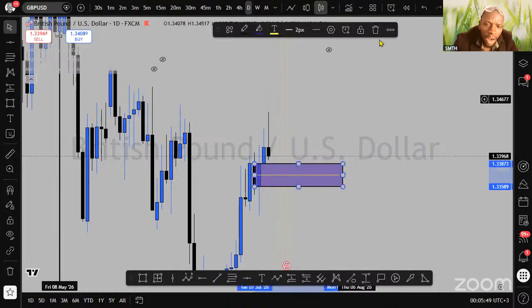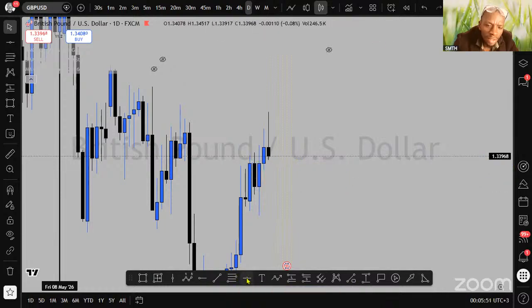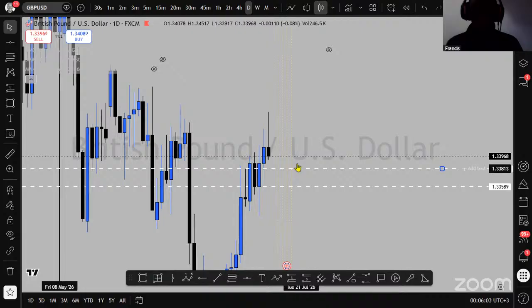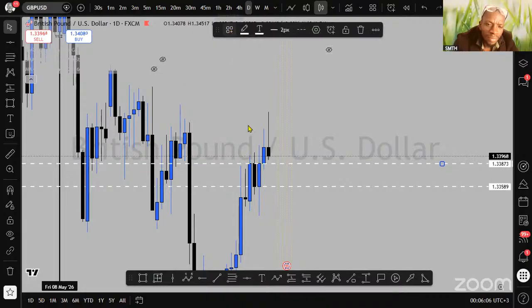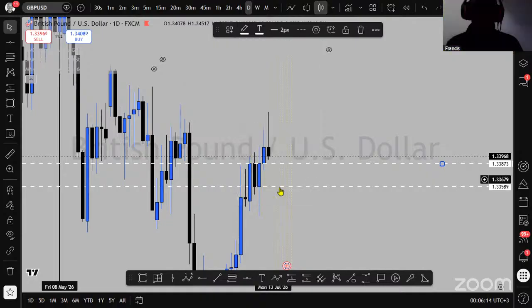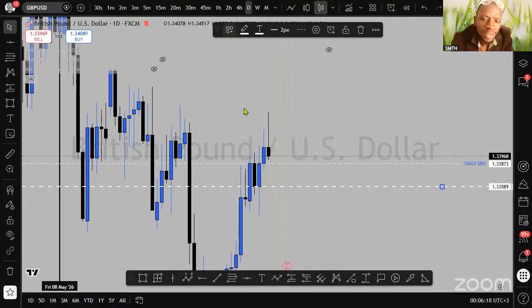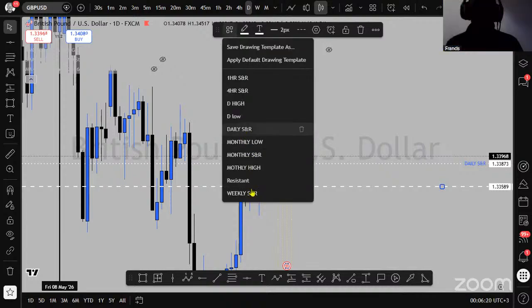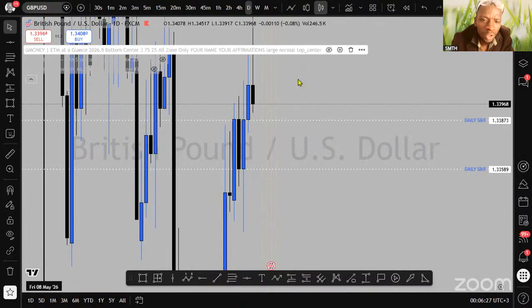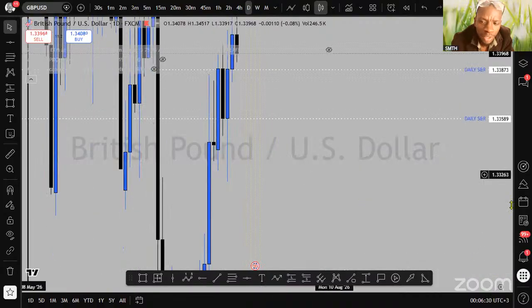So here, instead of me drawing zones, I'll just put support and resistance lines. And I make sure I name them. This is a daily support and resistance. This is another daily support and resistance. I can decide to continue up or continue down. Let me just finish whatever I'm having down here.